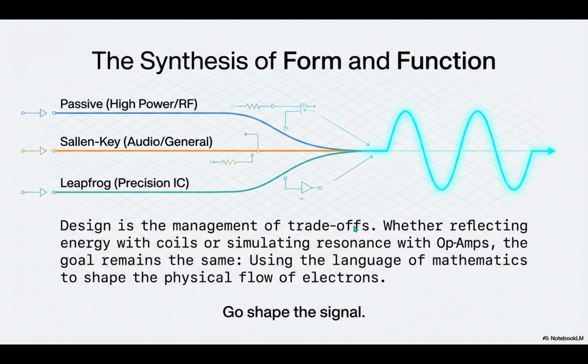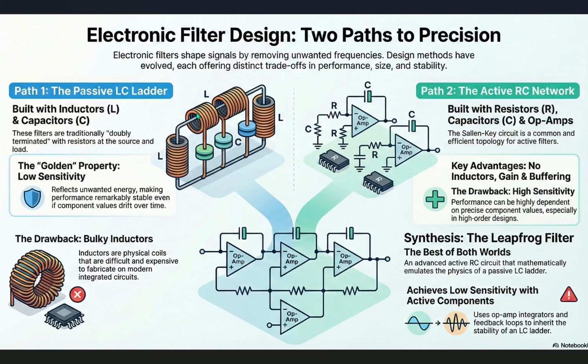I think it's the concept of trade-offs. We saw it everywhere, right? The passive ladder. Great robustness, but it's huge. The Sallen-Key. Small and powerful, but push that gain too hard and it can get unstable. The Chebyshev. You get that fast roll-off, but you have to pay for it with ripple. And finally, leapfrog. It's complex to design, but you get the best of both worlds. So design isn't about finding the perfect solution. It's about choosing which problem you're willing to live with. Exactly. You trade power for gain, you trade ripple for speed, you trade complexity for robustness.